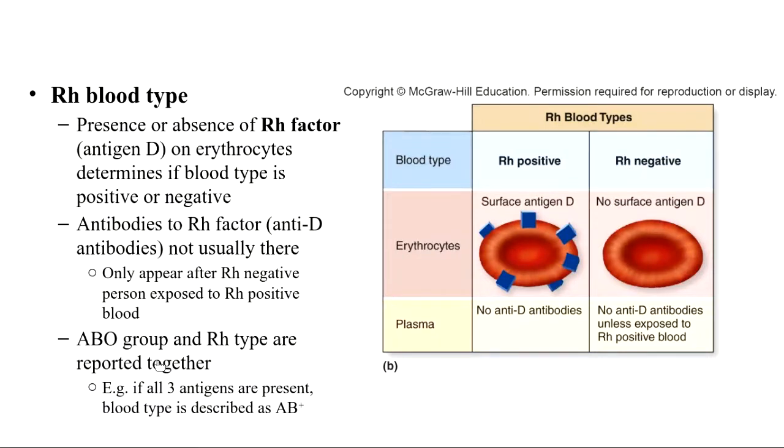ABO group and Rh type are reported together. So if a person has three antigens, like A antigen, B antigen, and D antigen on the surface of red blood cells, the blood type of this person becomes AB positive.